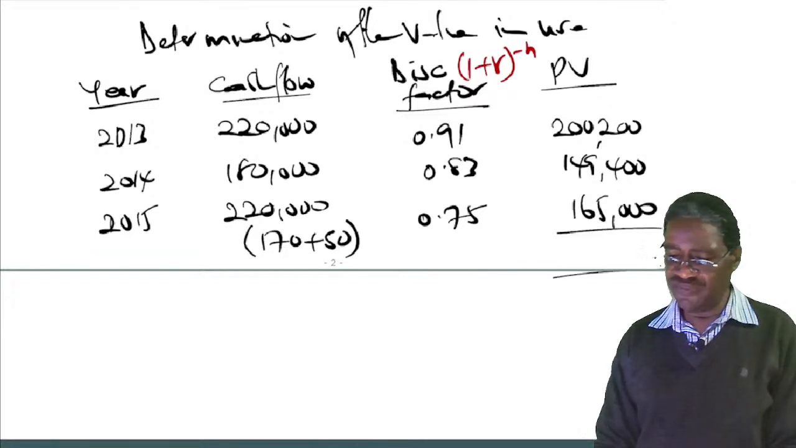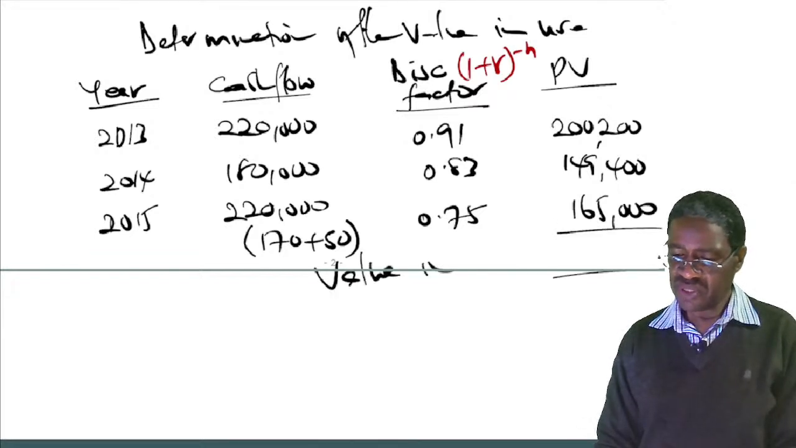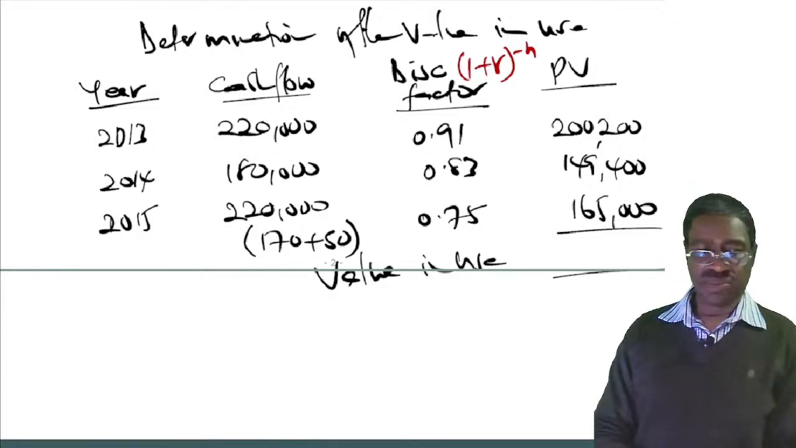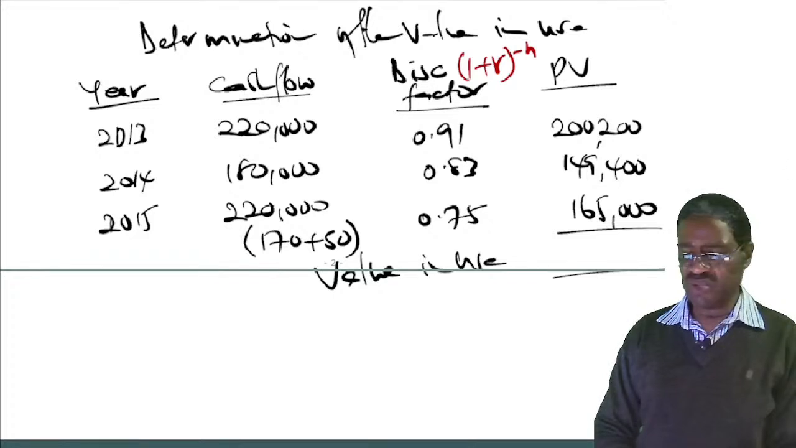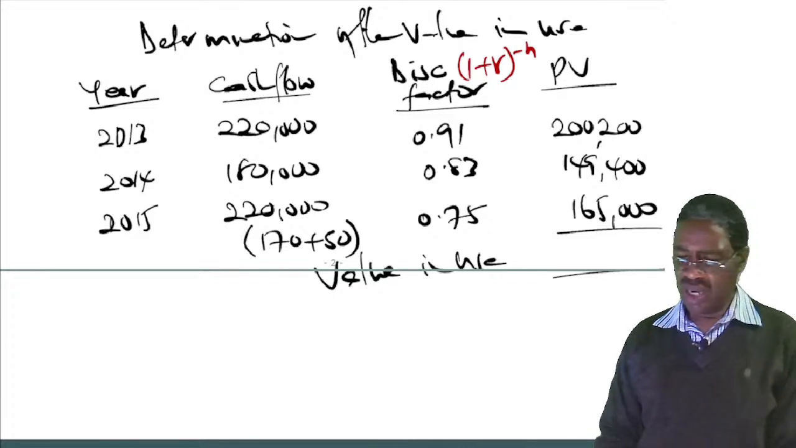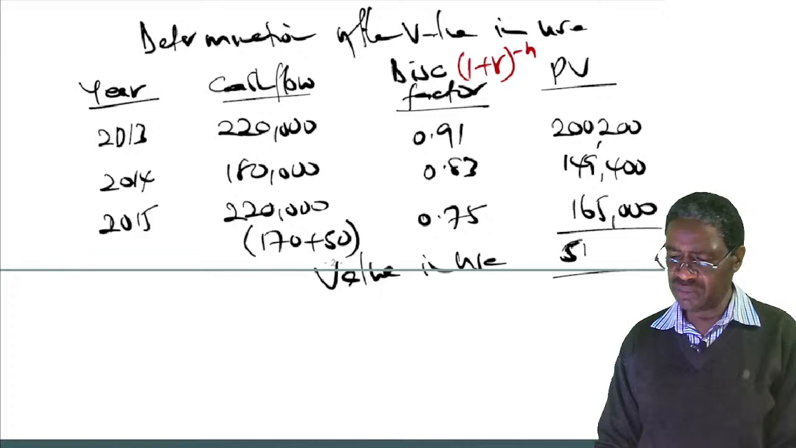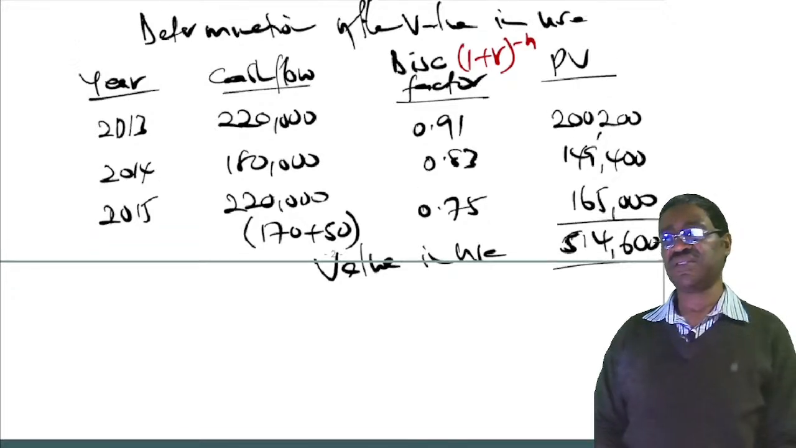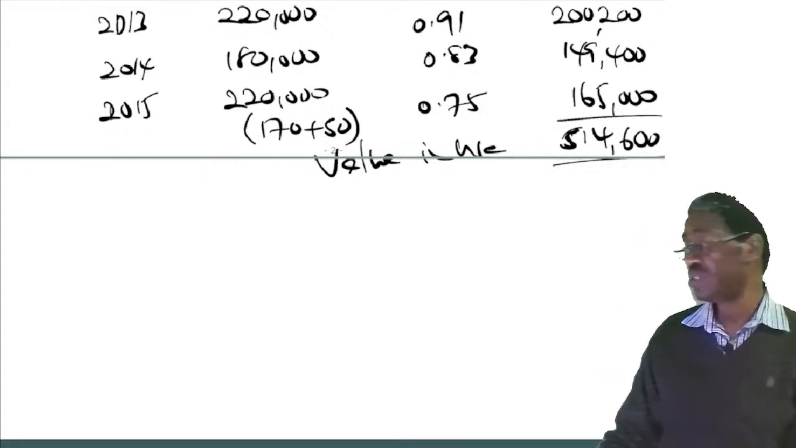Then we get now the value in use. Let me add those now. So this becomes 200,200 plus 149,400 plus 165,000. I'm getting an amount of 514,600. Okay?